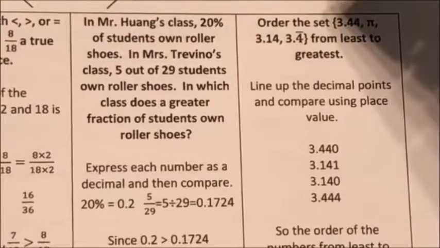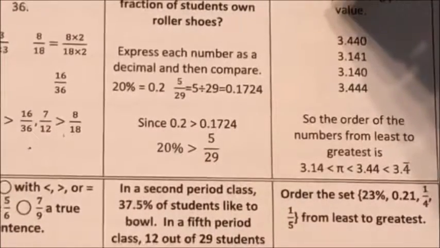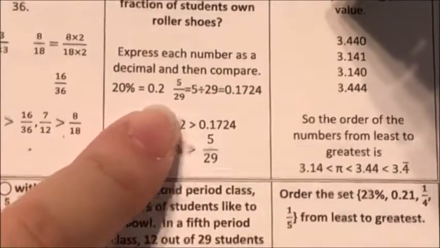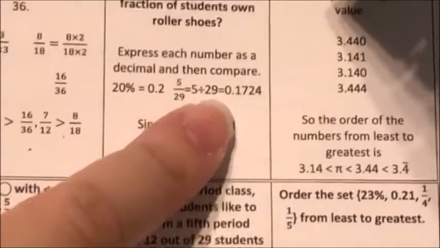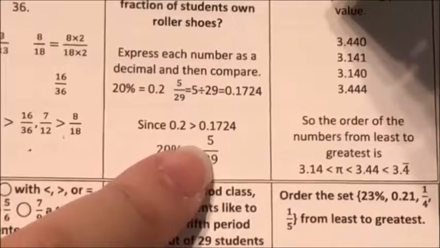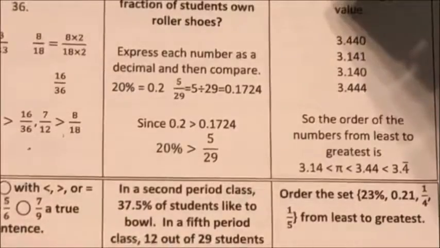In Mr. Hong's class, 20% of students own roller shoes. In Mrs. Trevino's class, 5 out of 29 students own roller shoes. In which class does a greater fraction of students own roller shoes? So I can express each number as a decimal and then compare. 20% I can write as 0.2. 5/29 I can divide. 5 divided by 29 is 0.1724. So 0.2 is bigger than 0.1724. That means 20% is greater than 5/29.